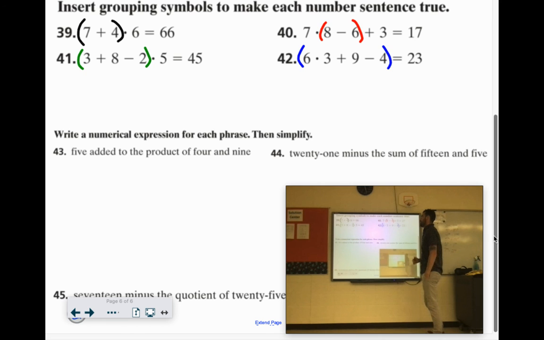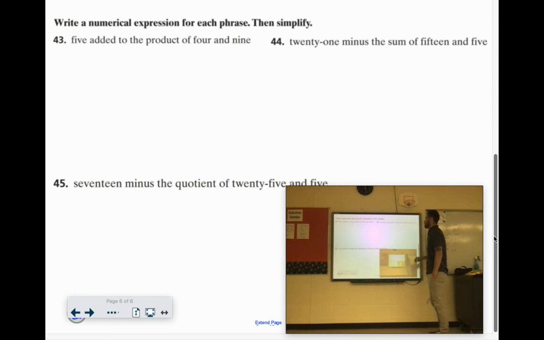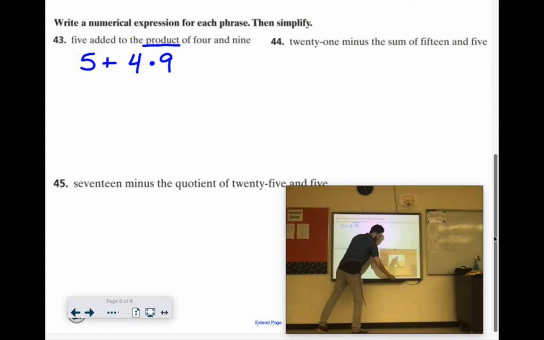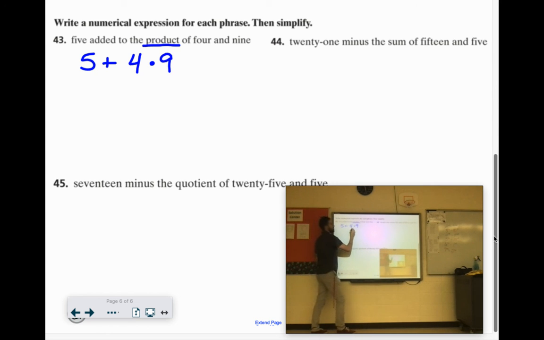All right, write a numerical expression for each phrase, then simplify the expression. Now we kind of did this last time when we were doing the numerical expressions. 5 added to, so that means 5 plus the product, and product means multiplication, 4 and 9. Cool. There's the numerical expression. Now we would do multiplication first. 4 times 9 is 36. And then 5 plus 36 gives us 41.